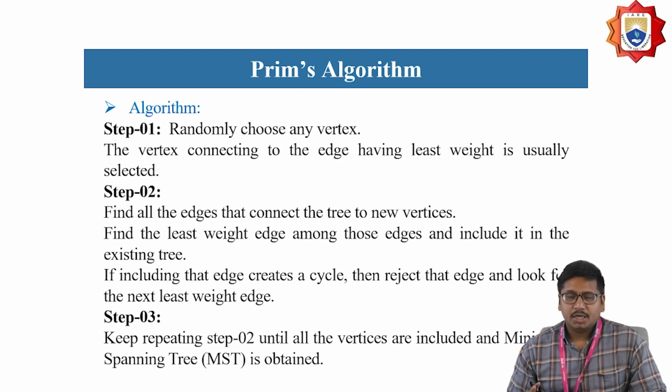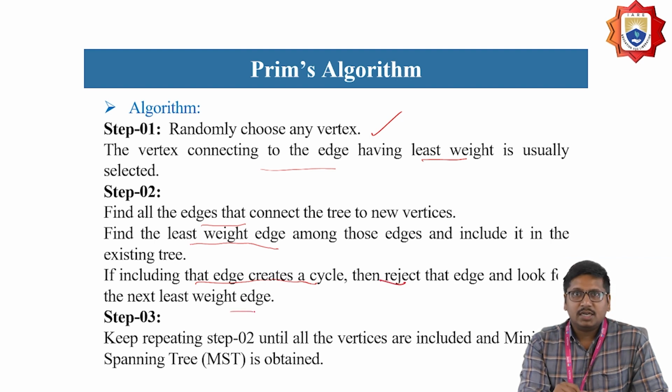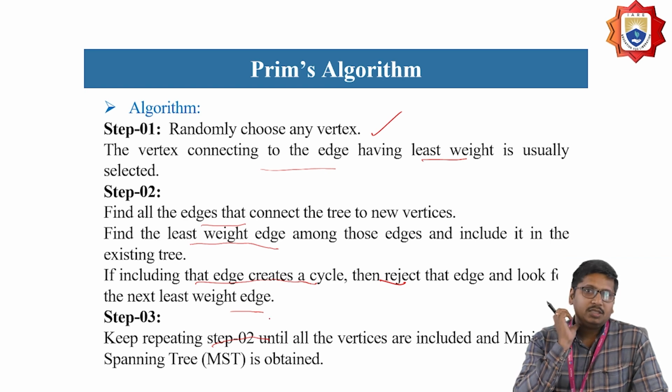So first is Prim's algorithm. How does it work? Step 1: randomly choose any vertex, and the edge connecting the vertex having the least weight is usually selected. Step 2: find all the edges that connect the tree to new vertices, find the least weight edge among those edges, and include it in the existing tree. If including that edge creates a cycle, then reject the edge and look for the next least edge weight. Step 3: keep repeating step 2 until all the vertices are included and the minimum spanning tree is obtained.